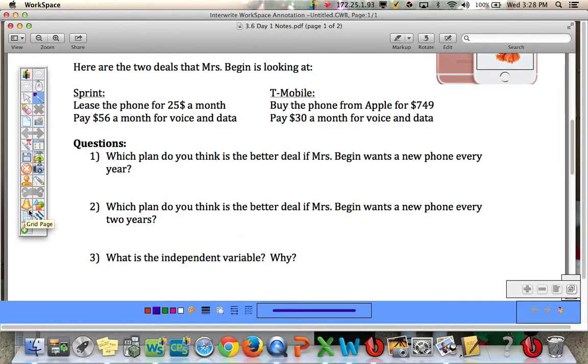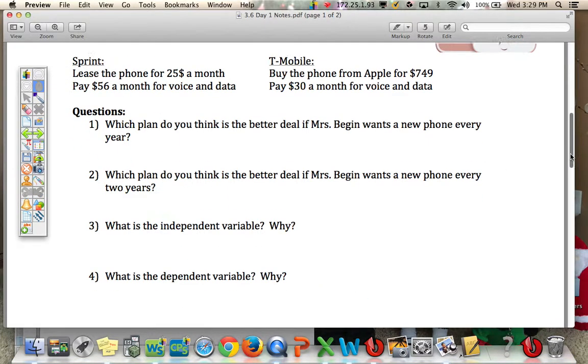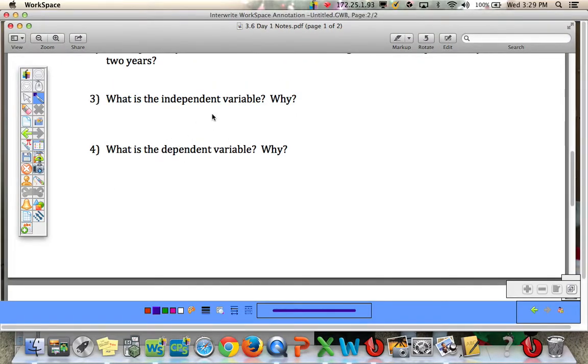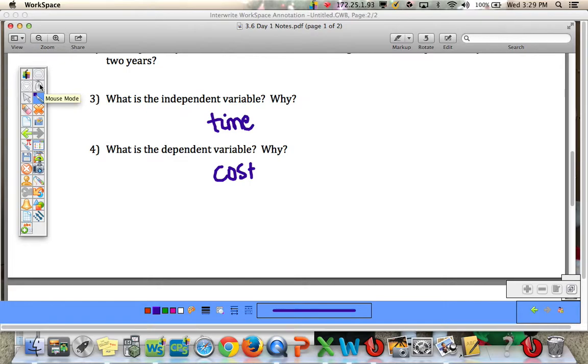Okay, so the independent variable for what we're looking at is time. So we're looking at things over time, 1 year or 2 years. And the dependent variable would be the cost. The cost depends on what year you're looking at. So independent is time, and the dependent variable is cost. The price that I pay depends on how long I've had it, so the cost is dependent on time.